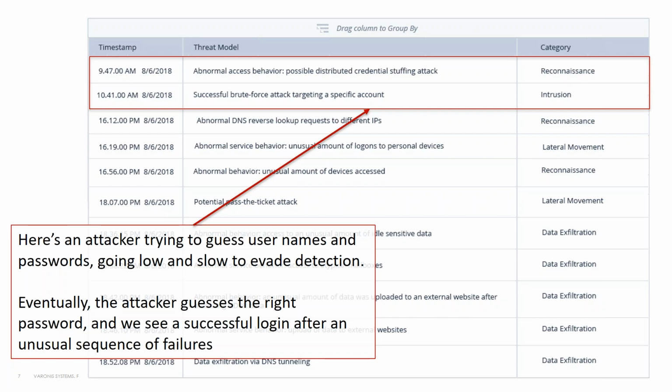Now, this is a very small subset of all the Varonis threat models in our data security platform. Each of these threat models are pre-built, they're predefined. You don't have to do anything other than turn them on. We do all the hard work so that you don't have to.